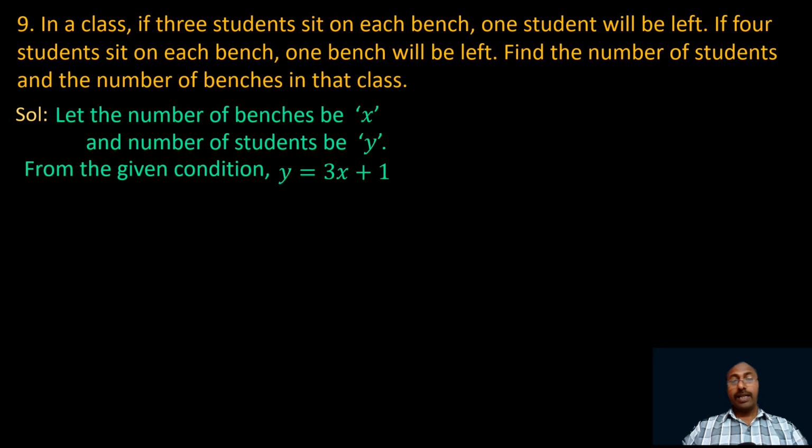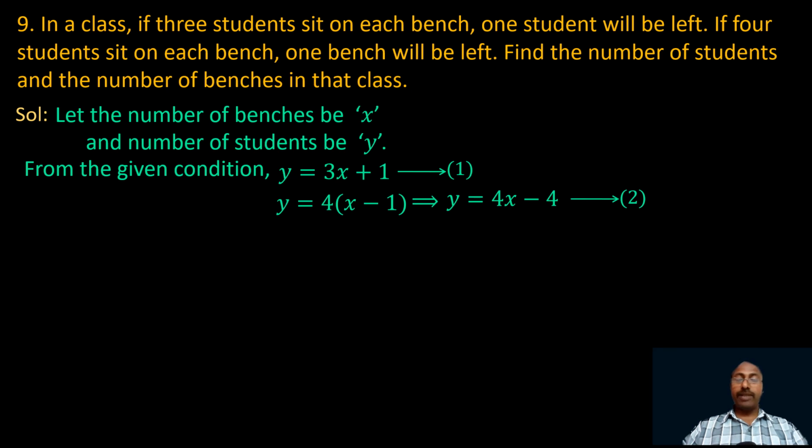That is, the number of students is equal to 4 times the number of benches when 1 bench is left. That is, y = 4(x - 1). This is the equation 2. So from this we can write y = 4x - 4.